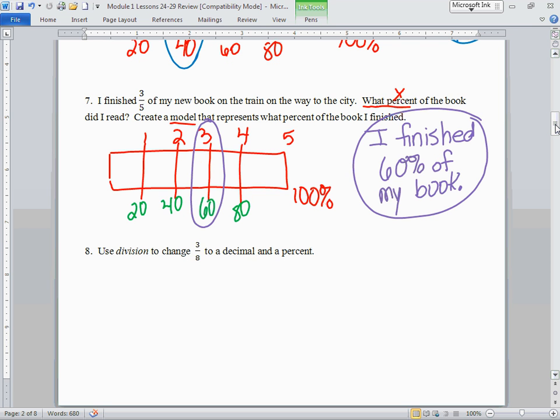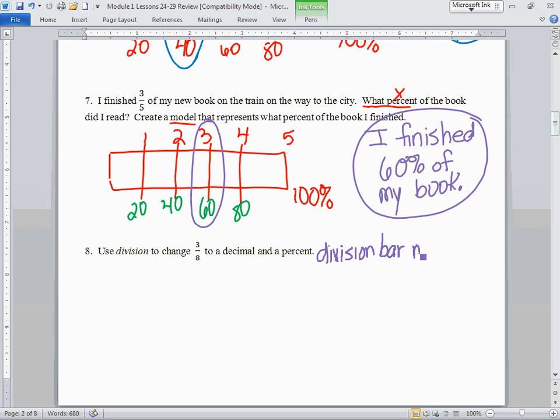Number 8. You came to Extra Help. You're in good shape for number 8 if you studied your exit tickets and the corrections that we made. Use division. Well, why am I using division? If I use equivalent proportions, could I do that? No. I can't get from 8 to 100. Well, I could use 12.5, but that's complicated. We need another resource. What did we say the division bar means? And you should write this in your notes.